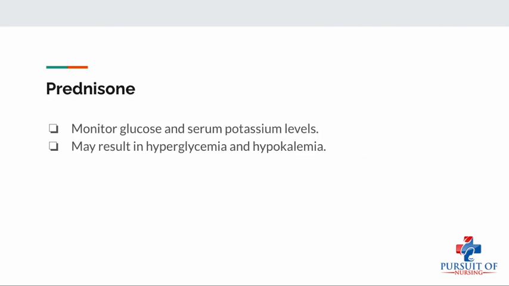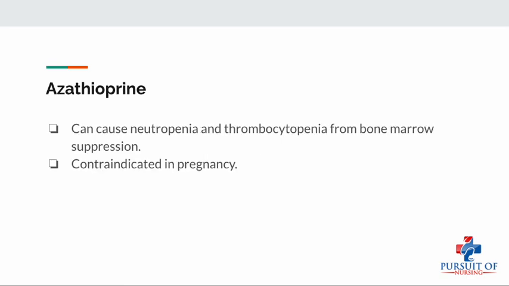All right, prednisone and steroids, they're used for a lot of things, but they can also be used in the prevention of organ rejection. So if a patient is on prednisone, you're going to want to monitor the glucose and the potassium levels because prednisone may result in hyperglycemia or hypokalemia.